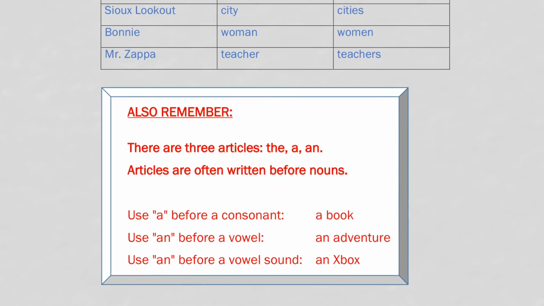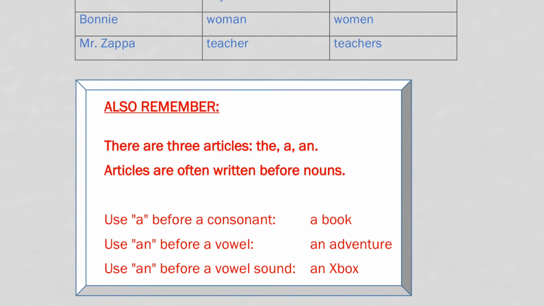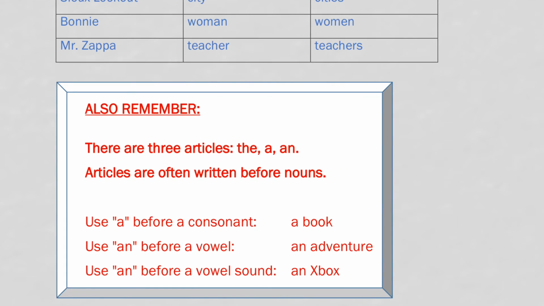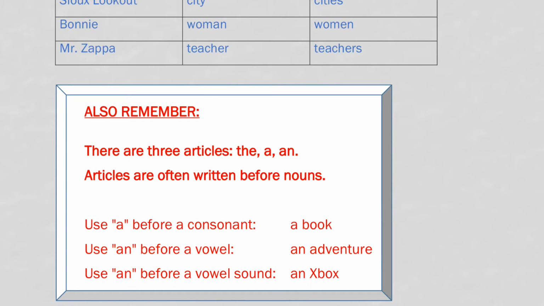The last thing to remember is that there are 3 articles, and articles are often written before nouns. The 3 articles are the, a, an. The, a, an. Here's some examples, right? You'd use a before a consonant. A book. Use an before a vowel. An adventure. Notice A is a vowel. An adventure. Use an before a vowel sound.